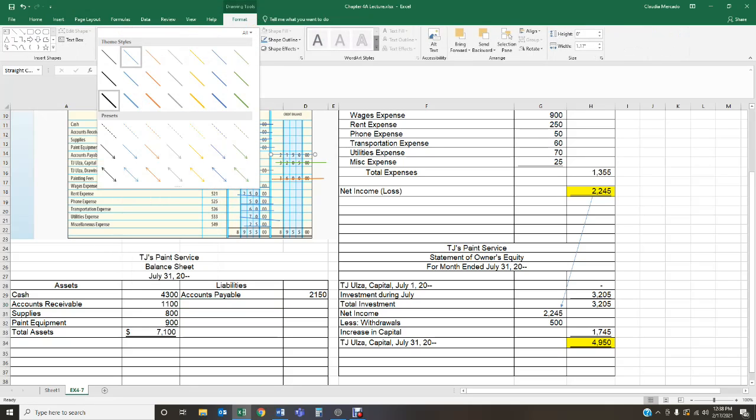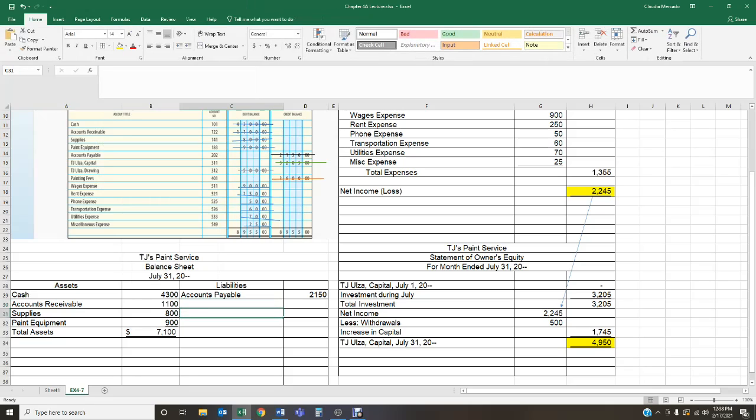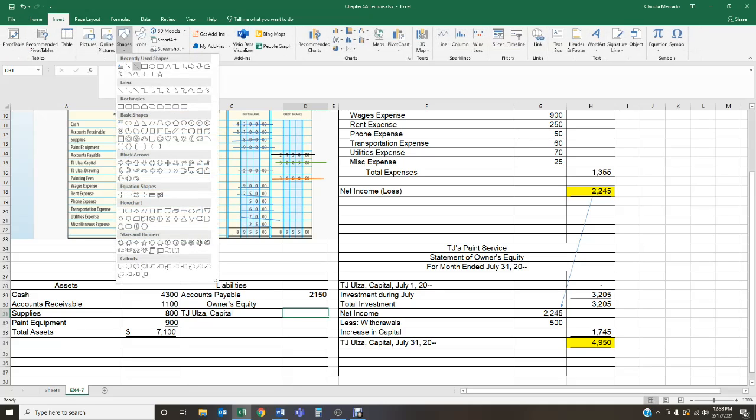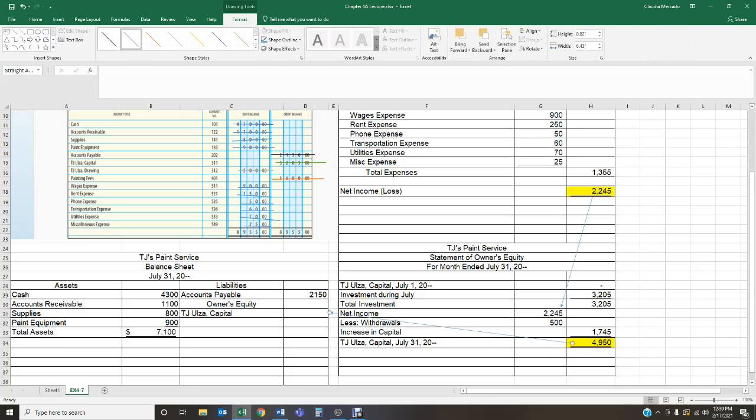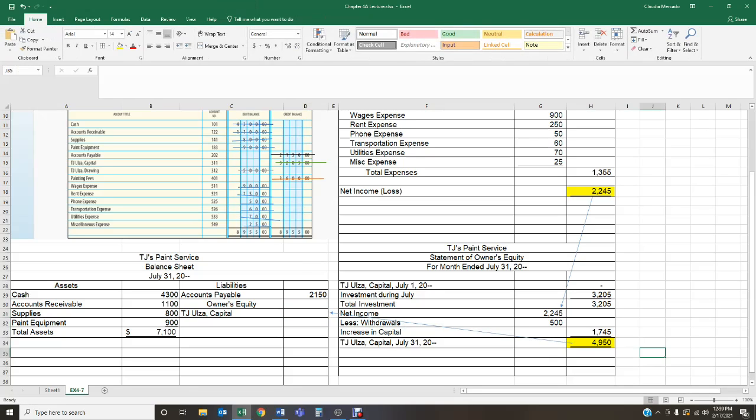Now I'm going to bring in my owner's equity. And my owner's equity is going to be TJ Ulsa Capital. Now where am I going to get that number from? That number is going to be coming from your statement of owner's equity. That number goes right there. So whatever you get on your statement of owner's equity as of your ending capital, you're going to bring that over to your balance sheet, and that is $4,950.